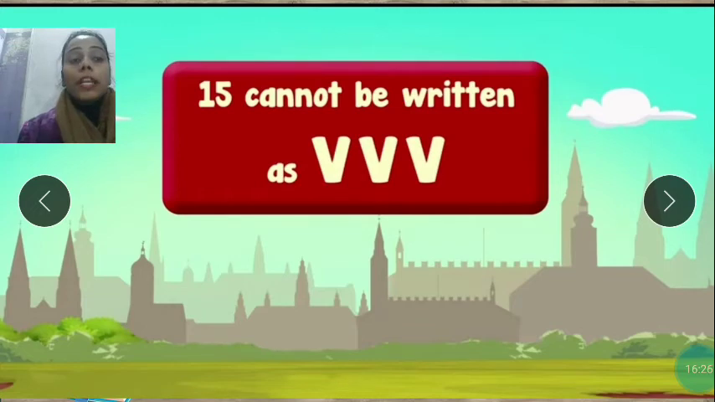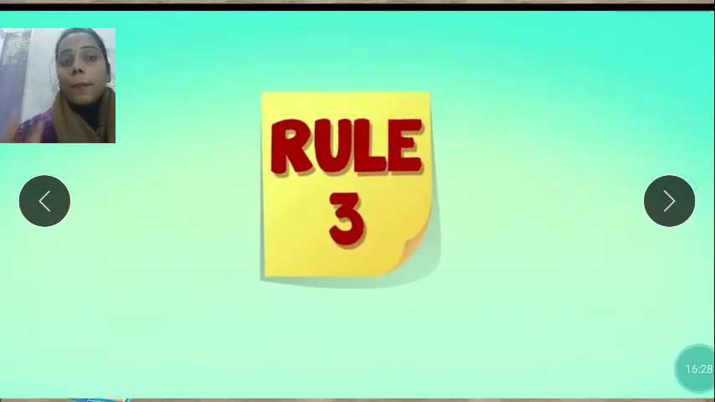Now students, please move to the rules. Rule number 3. We have seen 2 rules right now: which letters can be repeated thrice, and which letters cannot be repeated even twice. We have to write those once only. And the letters I, X, C and M we can write thrice only, not even 4 times, to write the Roman numerals.